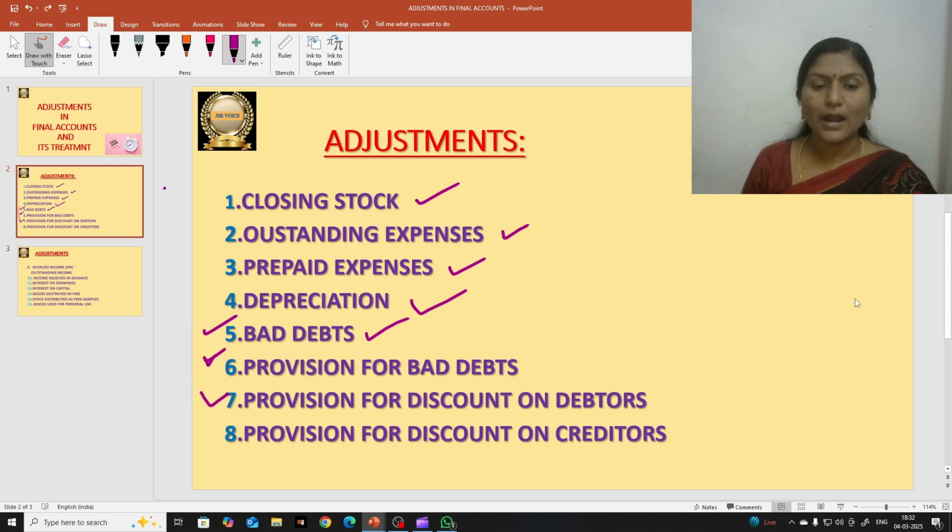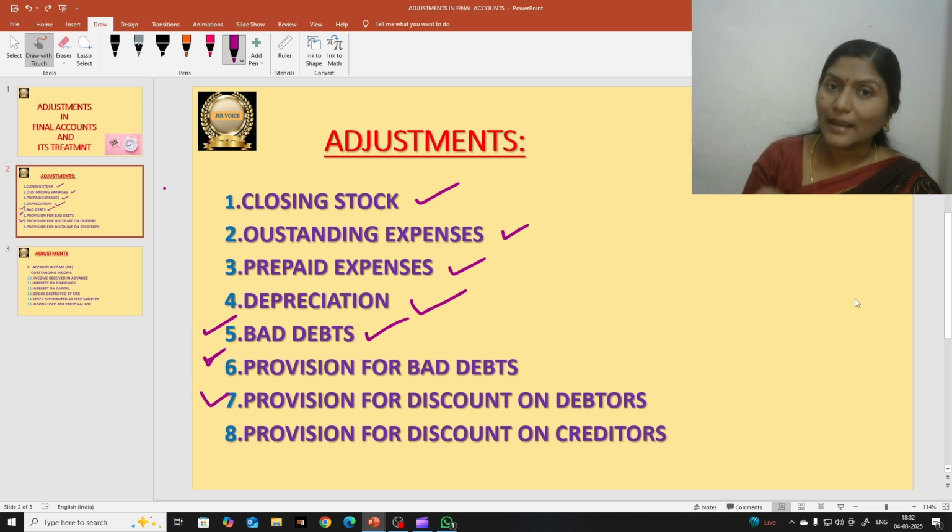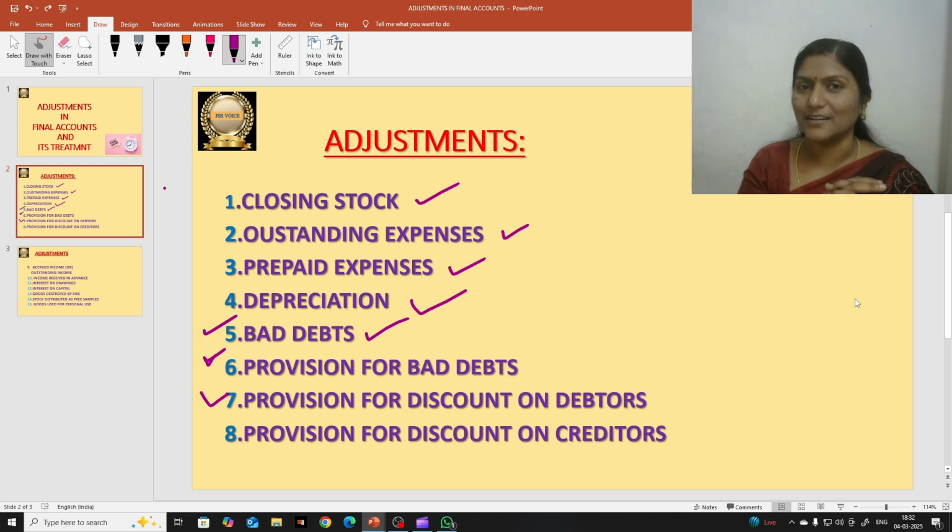What you have to do is, whenever you write debtors in the balance sheet, you should deduct these three if they are there in the adjustments. Second time whenever we record in the balance sheet, you should deduct from debtors because these three are related to debtors. And first time, you write them on the profit and loss account debit side. So the treatment of these three adjustments is the same. One time we record in the profit and loss account debit side, second time we record in the balance sheet and deduct from debtors under assets.